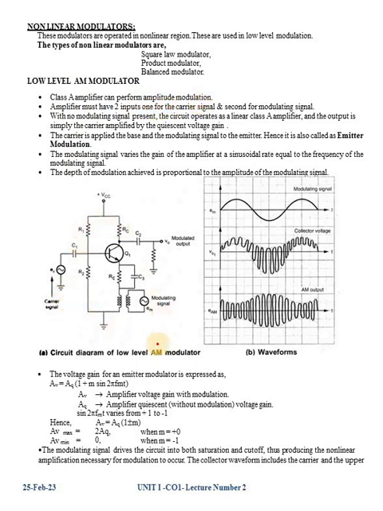This is a Class A amplifier which performs low level AM modulation. The amplifier must have two inputs: one is the carrier input signal, another one is the modulating signal. Here the modulating signal is applied at the emitter of the circuit, and the carrier signal is applied at the base terminal. So the modulation takes place here, and we can derive the modulated waveform at this level.